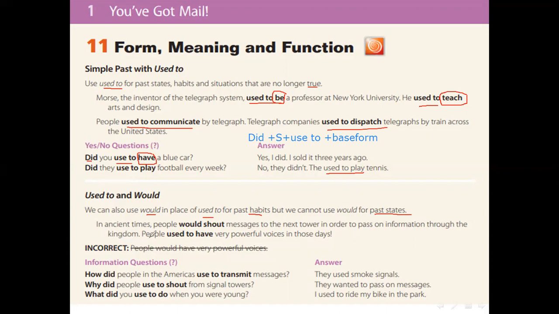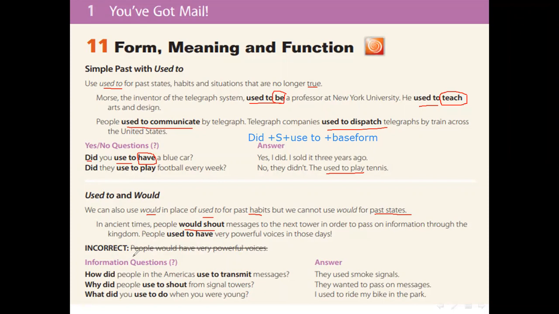kingdom. People used to have very powerful voices in those days. Would shout, or we can say used to shout. They have the same meaning. Used to have. But pay attention, it's incorrect to say people would have very powerful voices because it's a past state. Is it clear now?